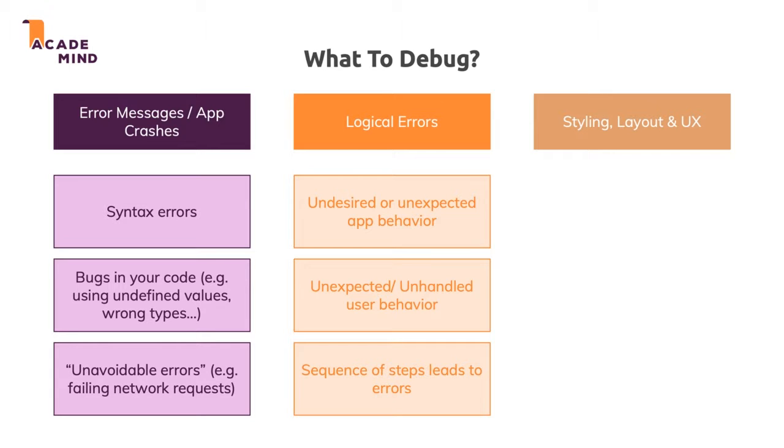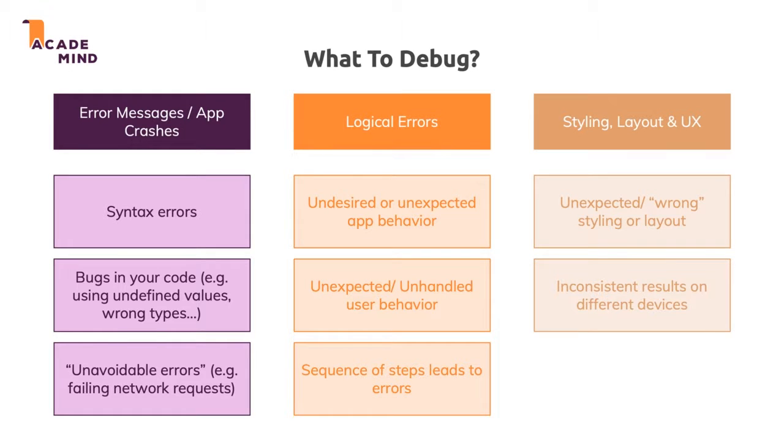Now, last but not least, if we talk about the styling and the layout, obviously we can have unexpected or wrong stylings. We're testing the app and we see that it doesn't look the way it should. Or maybe we just have inconsistent results on different devices. Maybe our app looks good on iOS but not on Android. Or maybe we have a layout that just doesn't work or feel right on certain devices or orientations. Maybe our content doesn't fit onto the screen on very small devices. These are all things we also want to rule out. Now that's what you can debug.